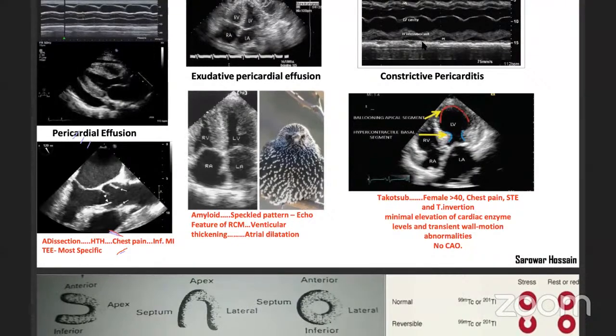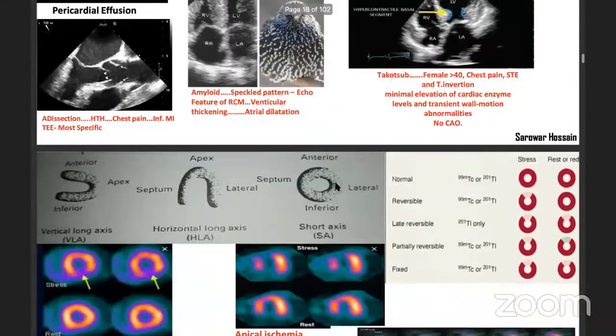Now we'll share some images. Okay, Takotsubo. There's apical ballooning. We have to rule out other causes by doing angiography, etc.